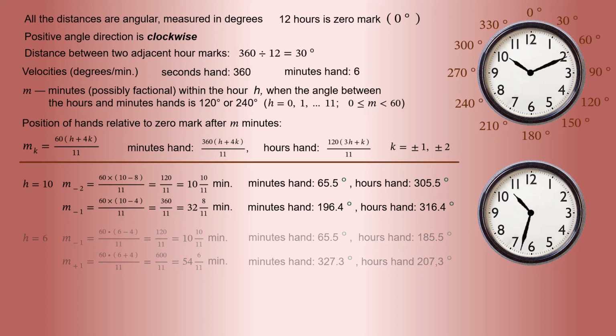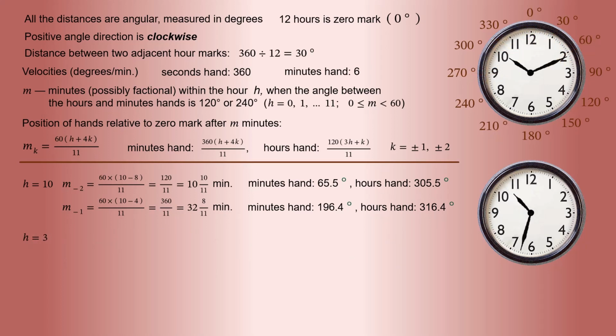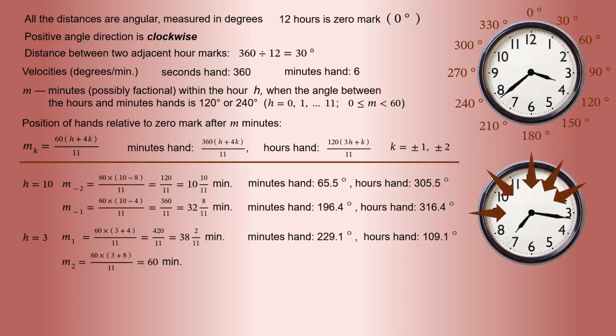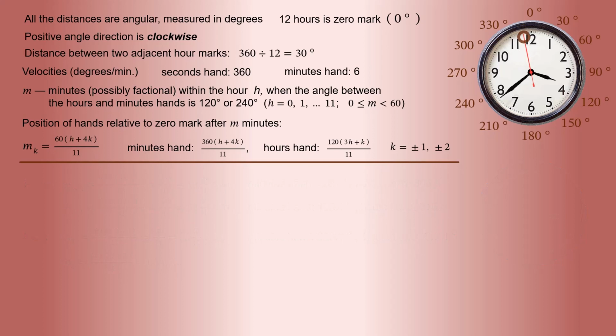Now to a bit trickier case, h equals 3. The negative values of k aren't worth trying, as the corresponding value of m will be negative. By setting k to 1, we get 38 and 2/11 minutes, and the corresponding arrangement of the hands. However, for k equals 2, the value of m is 60, which is unfortunately above the limit. So we have to agree with one position for h equals 3, and in a similar way for h equals 7. Now let's return the second hand out of nowhere and continue solving the problem.